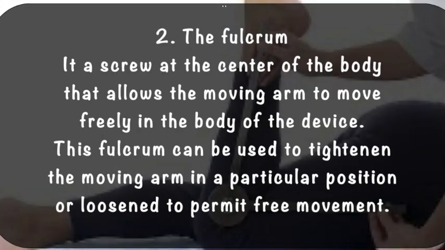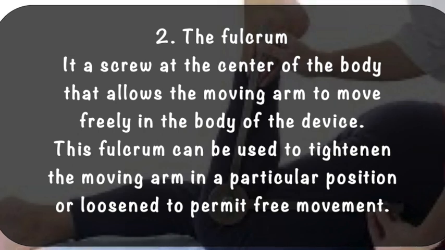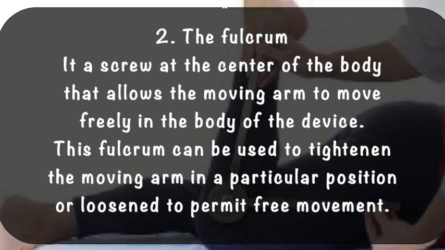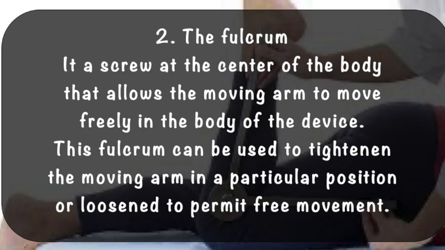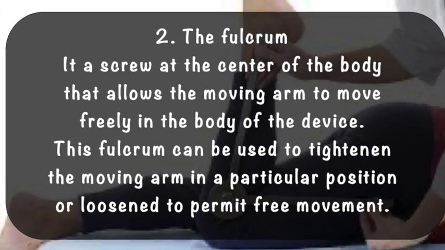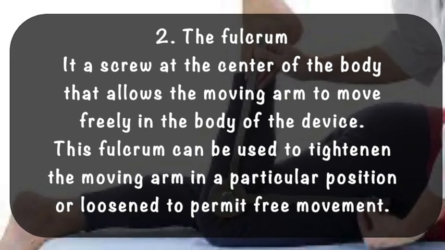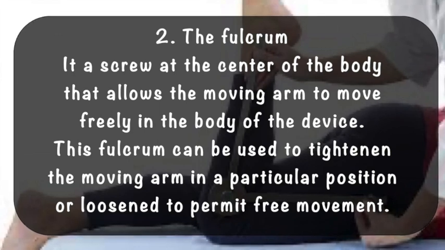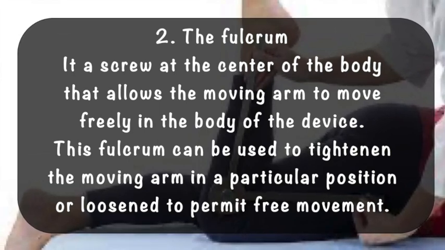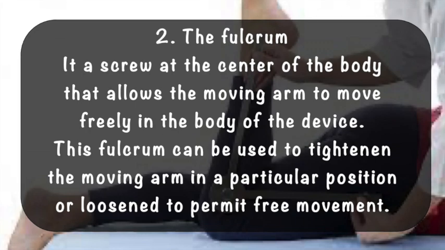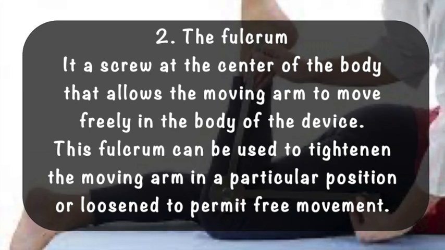Then the second part is fulcrum. So fulcrum is a screw at the center of the body that allows the moving arm to move freely in the body of the device. This fulcrum can be used to tighten the moving arm in a particular position or to loosen it to permit the free movement of the moving arm.